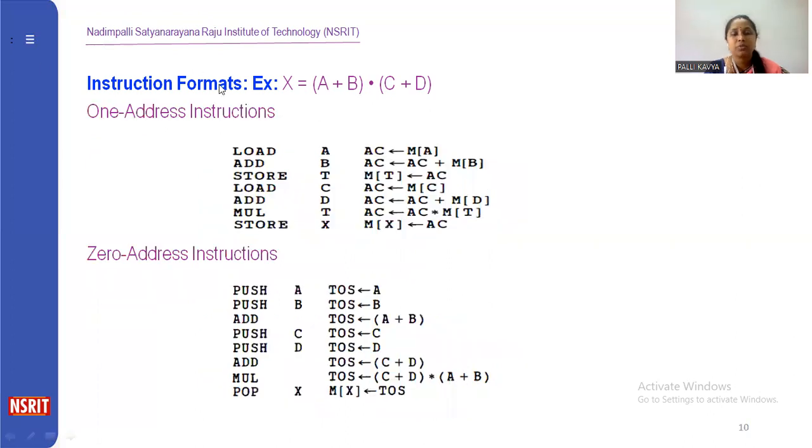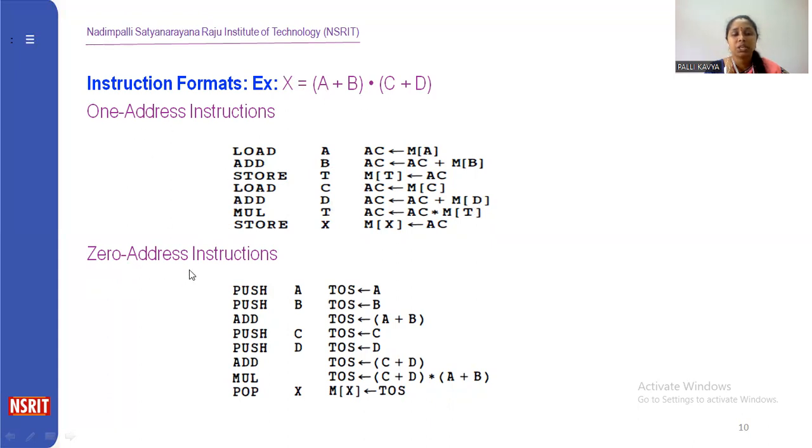Then the one address instruction. Under the one address instruction, we already discussed that we have to use the accumulator. That is the reason we are using the accumulator. Only one address is used in the instruction format of a one address instruction. Load A means the data stored in A is transferred to the accumulator. After that, add B means the data in B is added to the AC, and the result is stored in the AC. Like that, for performing this operation, we use these instructions.